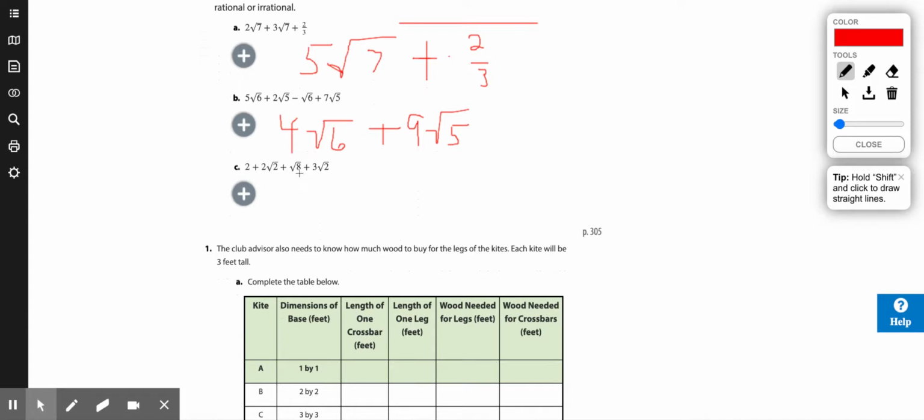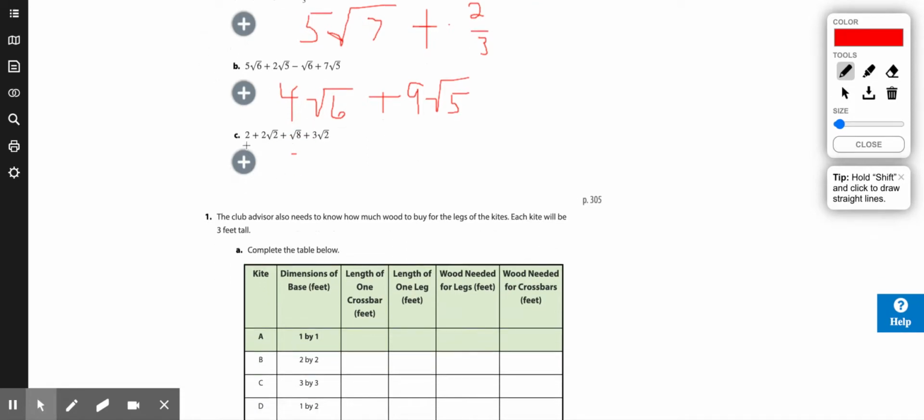Sometimes, though, you're going to need to simplify before you can combine. Let's look at C. You have 2 plus 2 square roots of 2 plus the square root of 8 plus 3 square roots of 2. Well, 2 is going to stay the same. It's an unlike term. But I do have square roots of 2 and the square root of 8. So let's look at 8 real quick and see if we can simplify that. That's 2 times 4. And 4 is 2 times 2. So the square root of 8 is the same thing as 2 times 2 times 2.